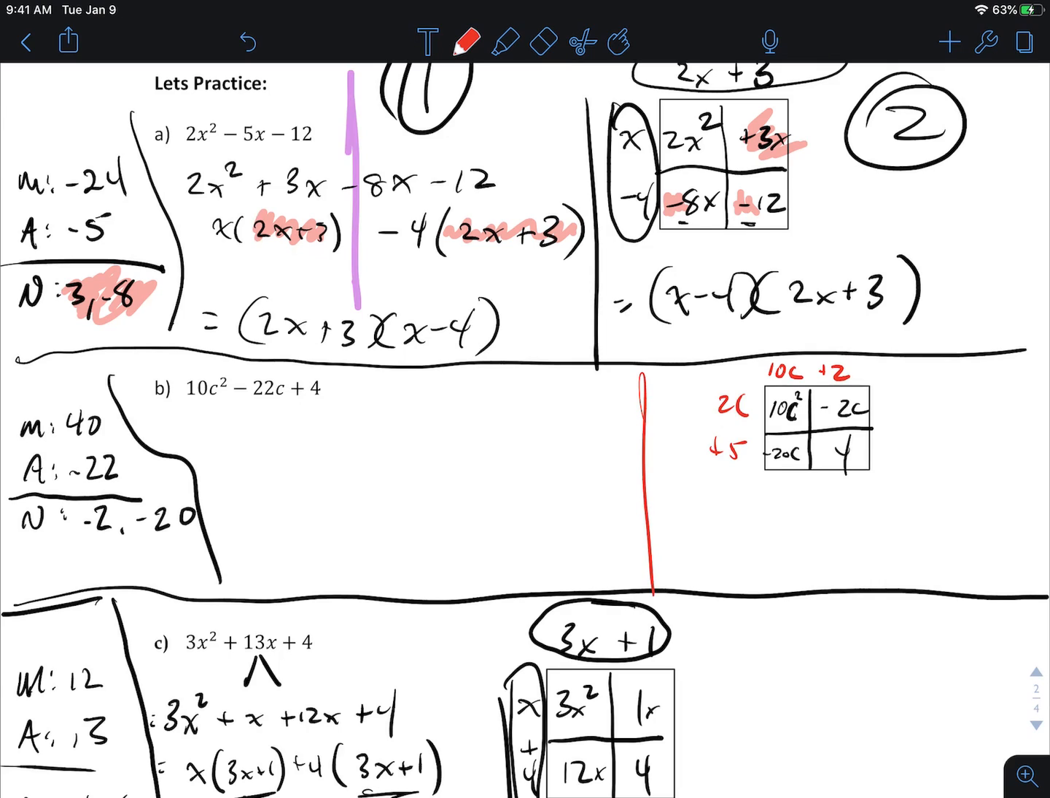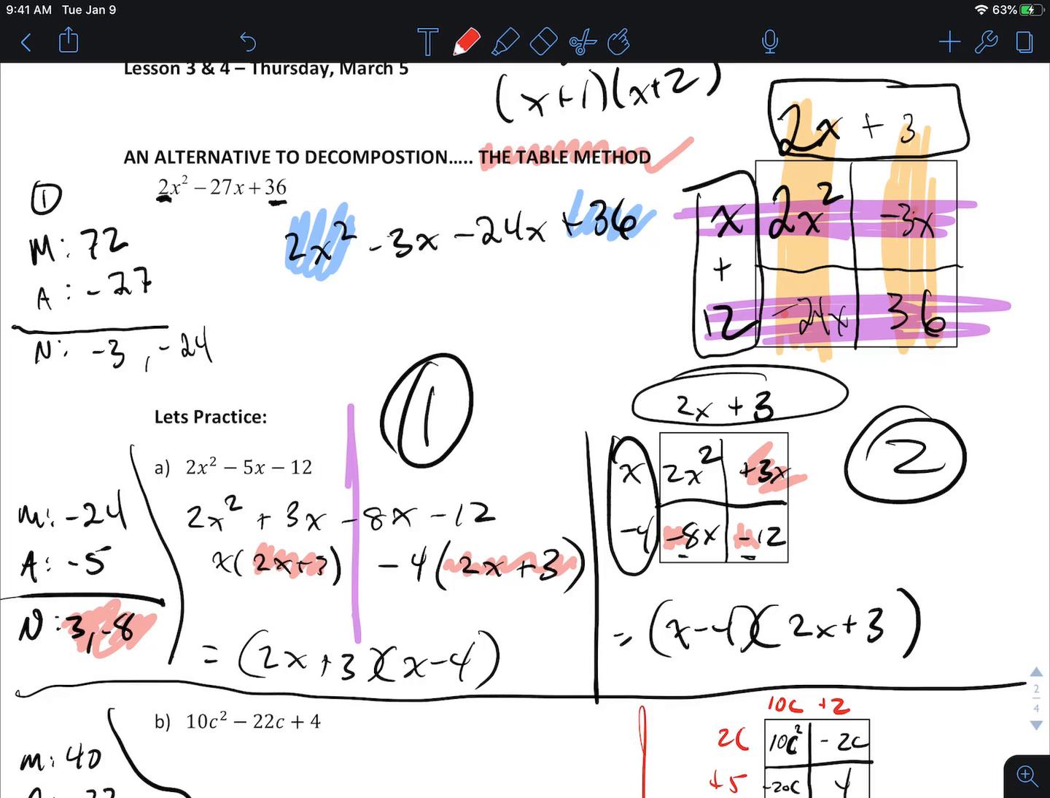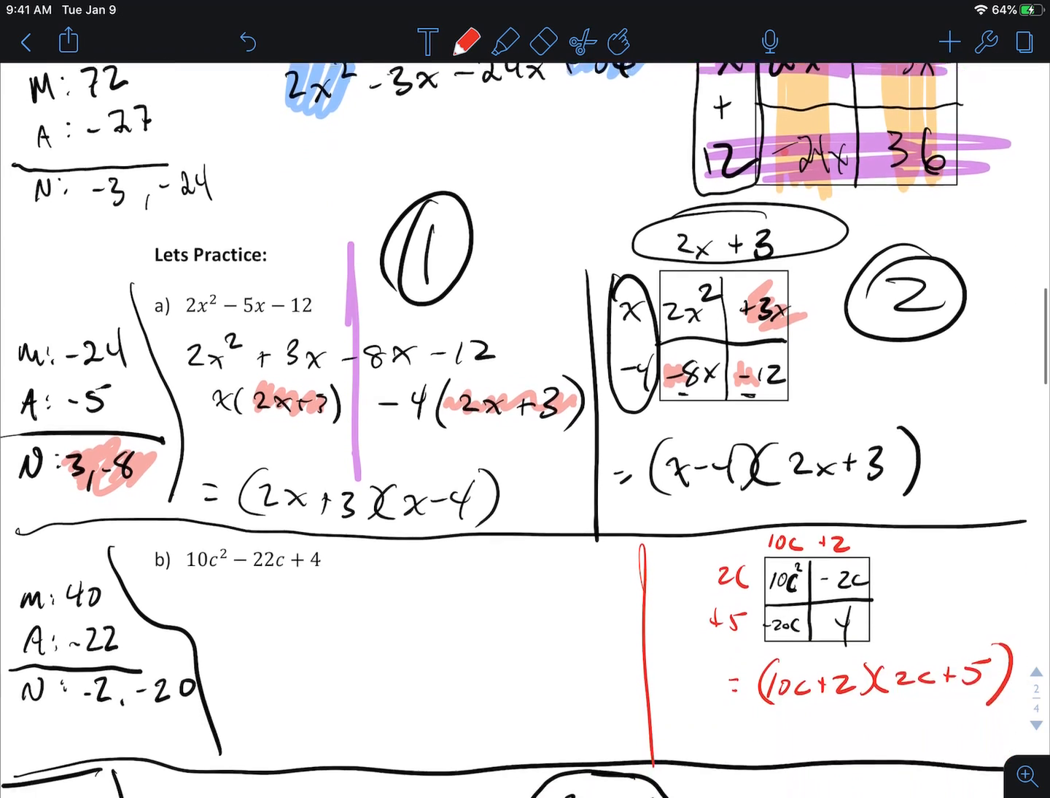So then my answer is going to be, this is what I like about this. It's just clean, right? Everything's in the table, and then you just write your answer. 10c plus 2 multiplied by 2c. Now that I'm thinking about this, we discussed a method to check if we were right or wrong, right? If we go to the top question, if we expanded our 2 answers, we would know which one's right and which one we would have to fix, right? We'll do that in a sec.